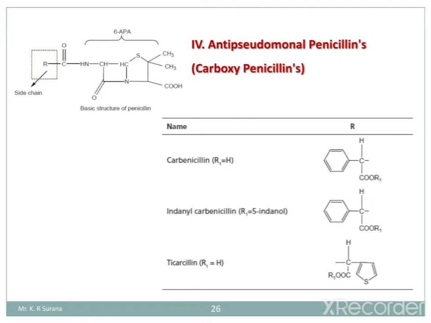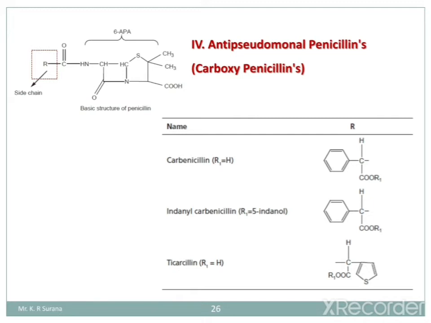A similar substituent in the second example, indanyl carbenicillin. In this case the difference is R1. You can see at the carboxyl group COOH they have given R1. So in case of carbenicillin we have to put hydrogen over here, and in case of indanyl carbenicillin, there is 5-indanol. So these are two examples of carboxypenicillins, carbenicillin and indanyl carbenicillin.